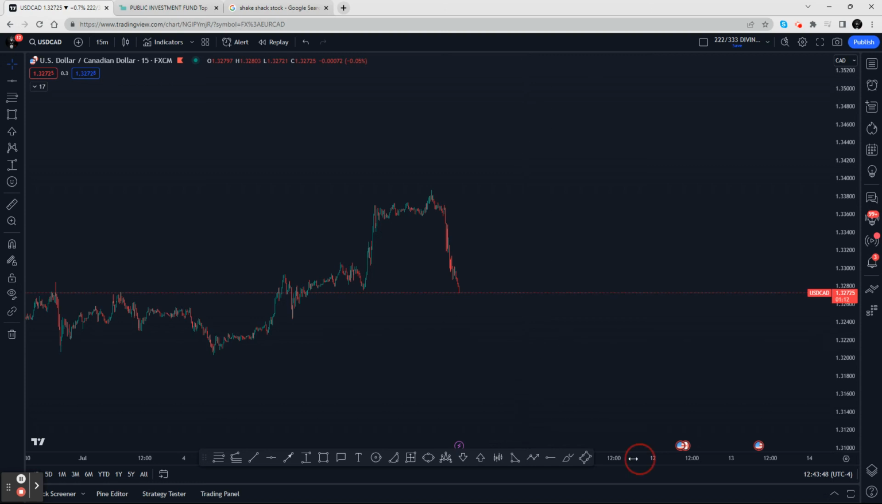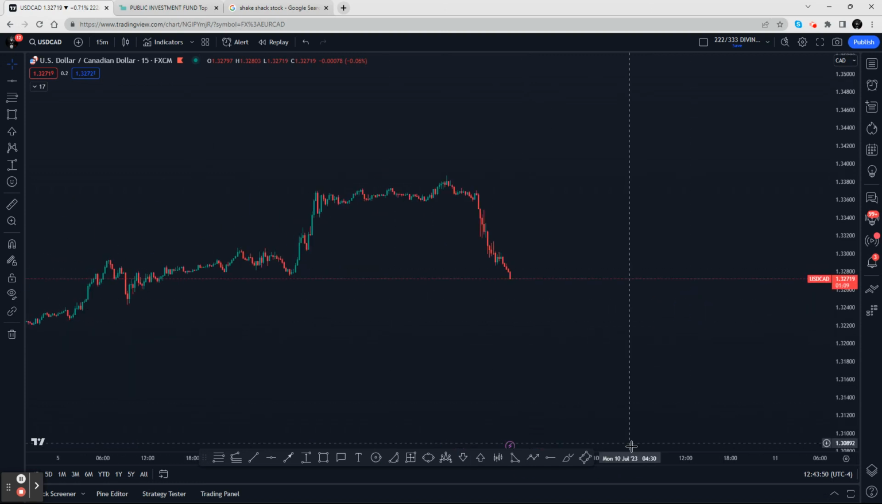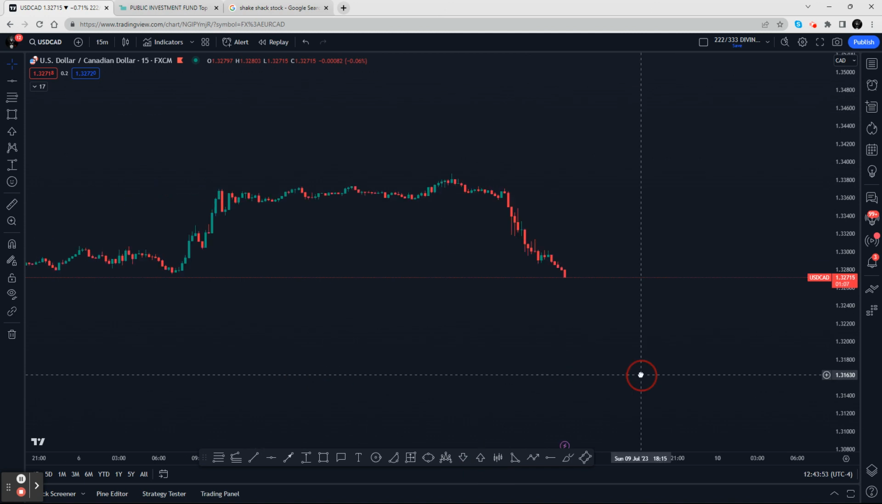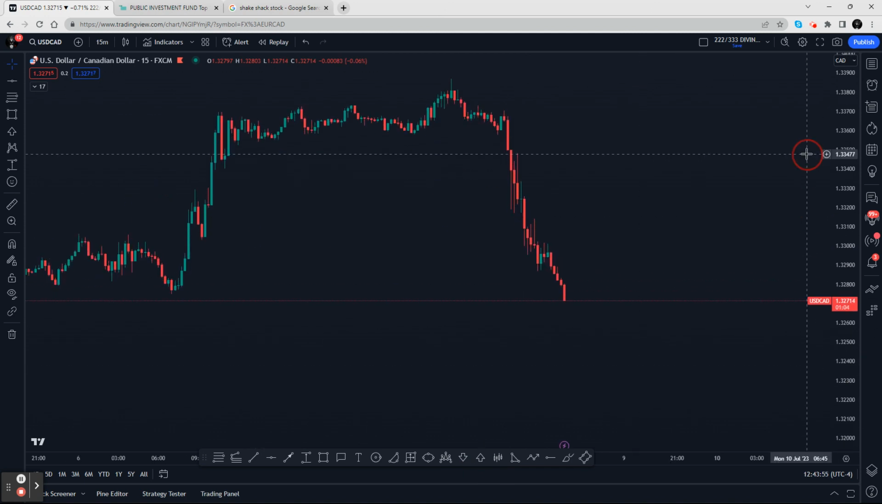All right, guys. So I'm just going to go through. We're going to see what some of these assets played out using the Fibonacci extension and retracement tool. All right, so let's get started.